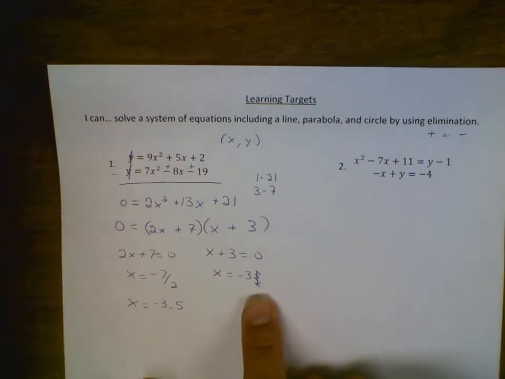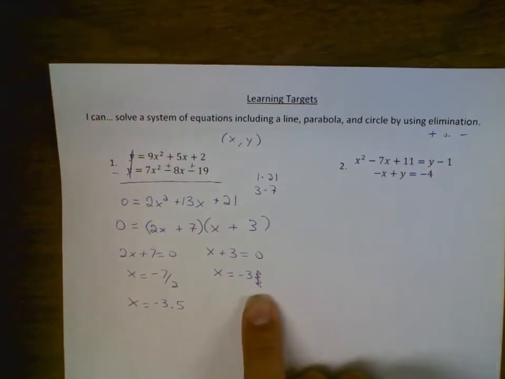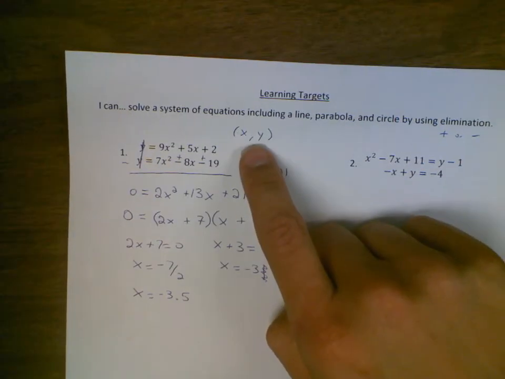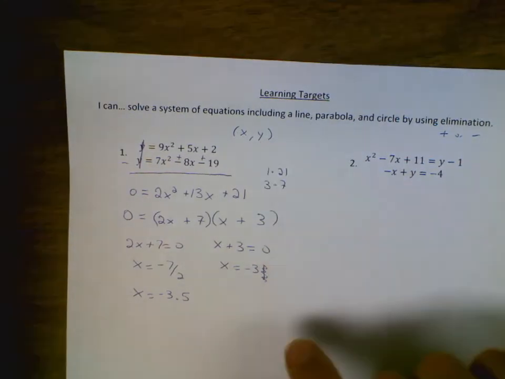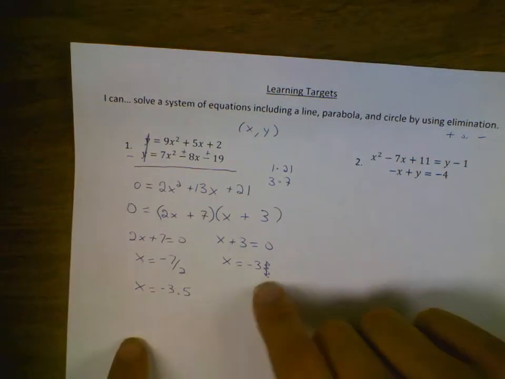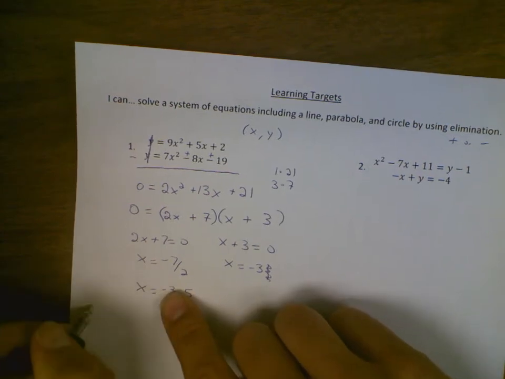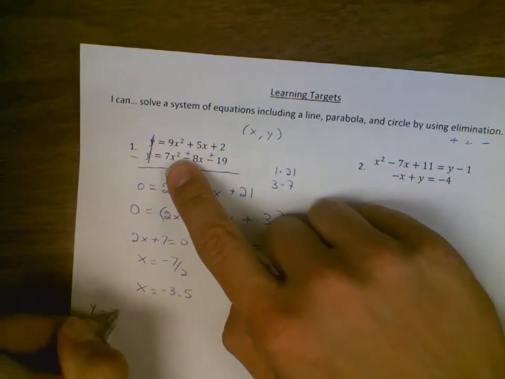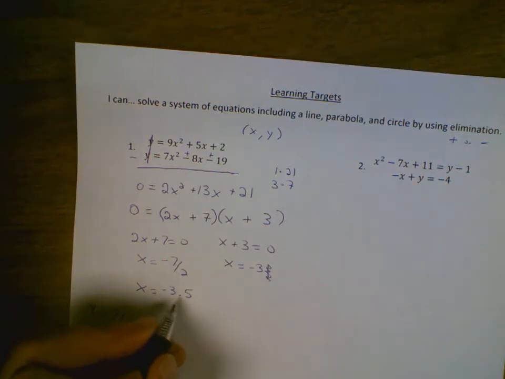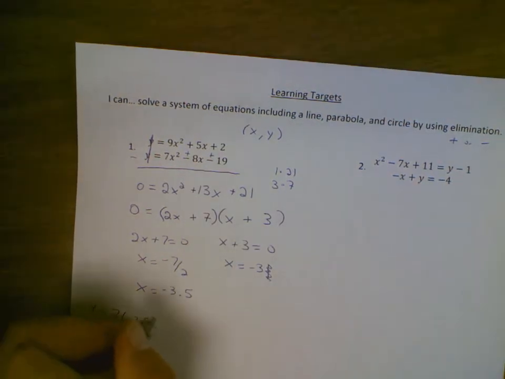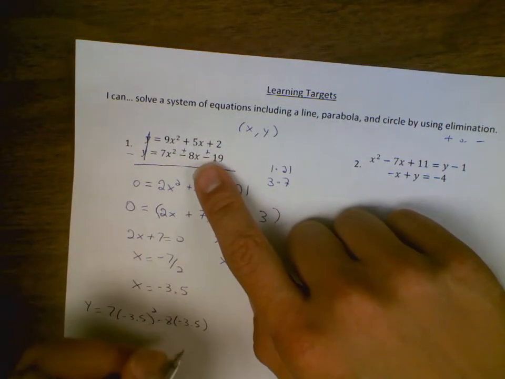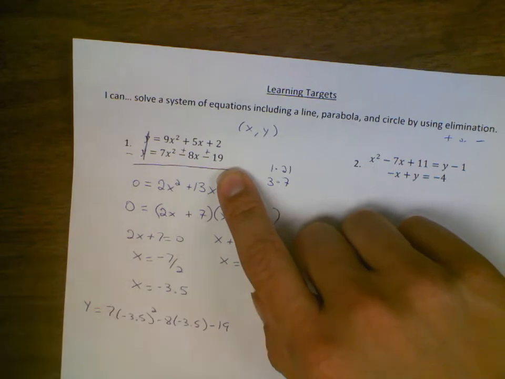Now, I almost circled that. I almost made a cardinal mistake. Remember, these x values are not your solutions. The ordered pairs are. We still need to find the y coordinate. We need to take these two x values and plug them back into the equation. So to find the y value here, well, y equals 7 times x squared, well, x is negative 3.5, so negative 3.5 squared minus 8 times negative 3.5 minus 19. Okay, I have to plug that in.